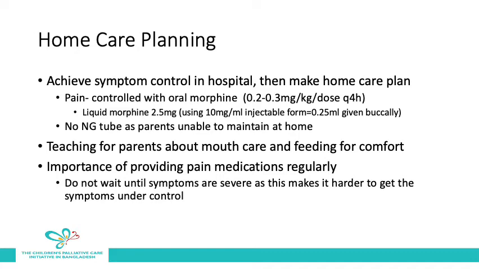Also, the child did not have an NG tube placed as the parents were unable to maintain this at home, and the team established that given the child's advanced cancer, NG feeding would not improve her quality of life or prolong her life. The parents were provided with teaching about mouth care and how to feed the child for comfort in a safe position and with foods that she could tolerate.